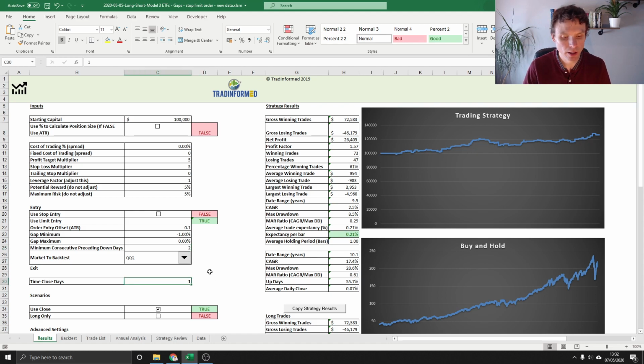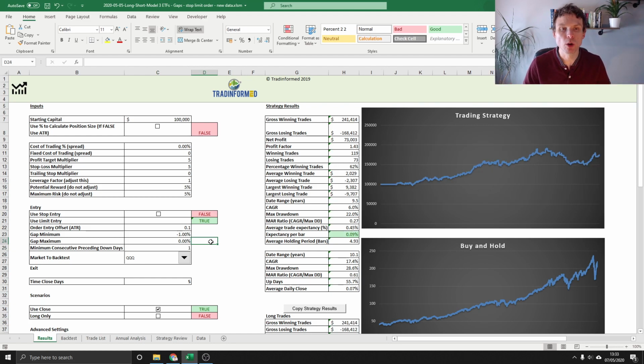Small gap down. There are all sorts of variables you can play around with here. This is a tool that will be practical and useful for your trading. If you're trading these markets, if you want to trade some different markets, you can plug them in and test them using this model.